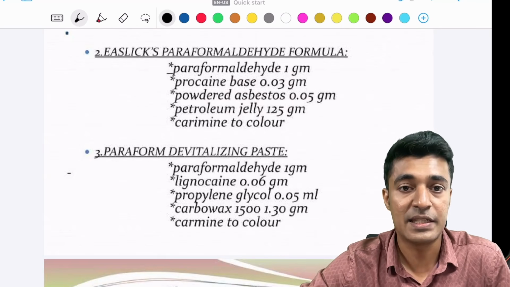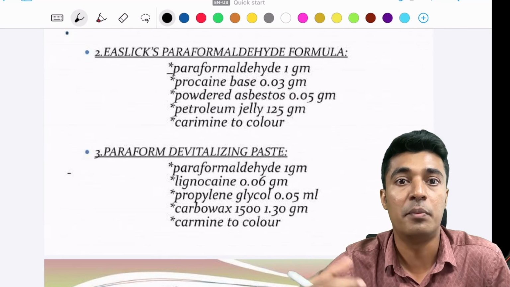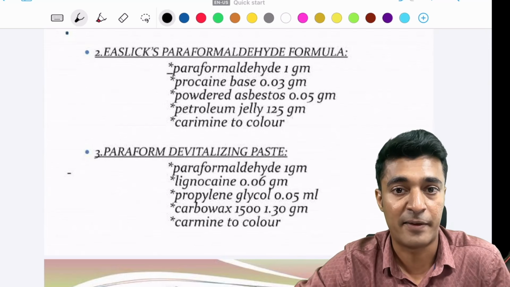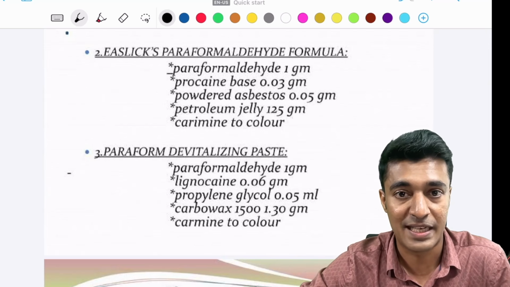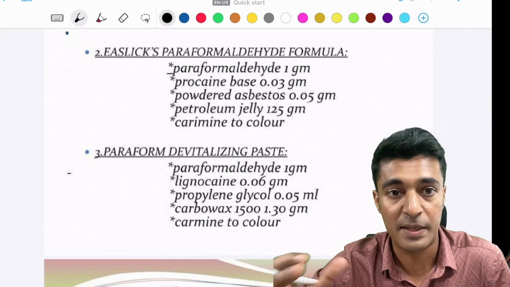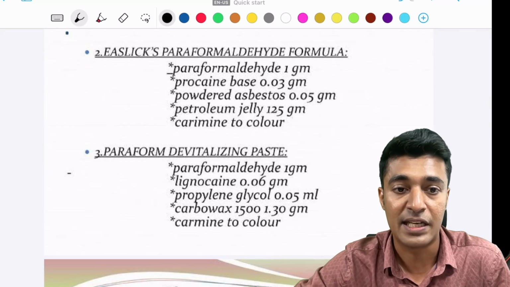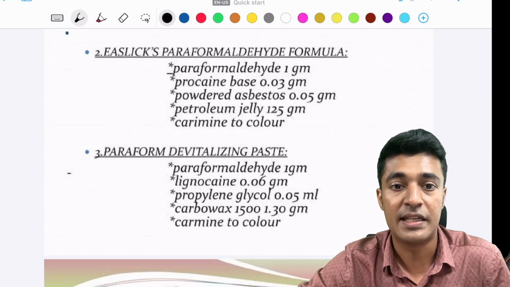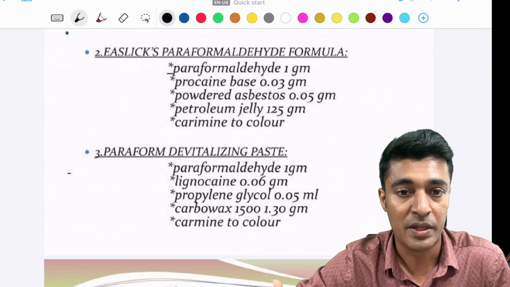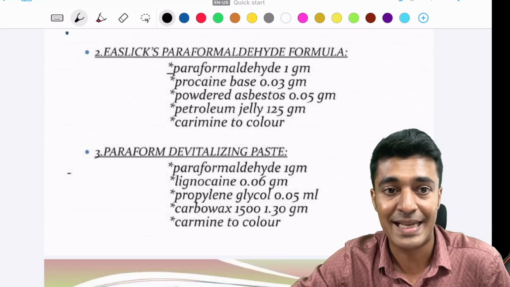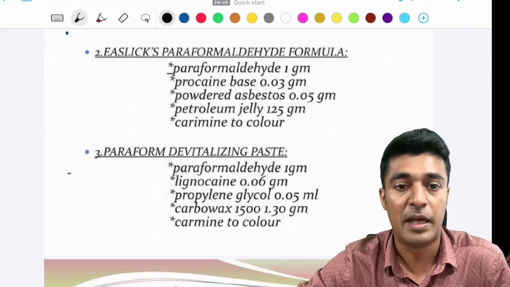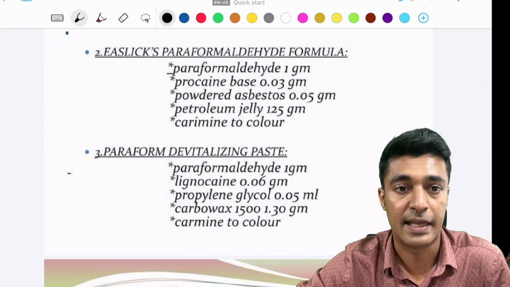Then there is the S-Lix paraformaldehyde formula and the paraform devitalizing paste. The S-Lix paraformaldehyde formula consists of paraformaldehyde, similar to the paraform devitalizing paste that also has paraformaldehyde. The analgesic agent is procaine base in S-Lix paste, whereas it is lignocaine in paraform paste. Then there is powdered asbestos in S-Lix paste and propylene glycol in paraform. Instead, they use petroleum jelly in S-Lix paraformaldehyde formula, whereas in paraform paste they use carbowax, and they both have carmine as the coloring agent.